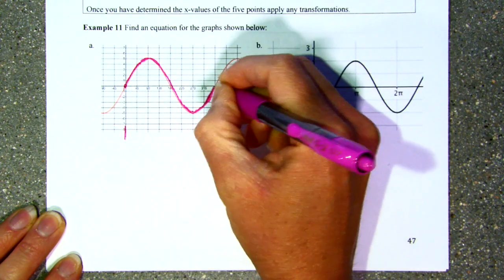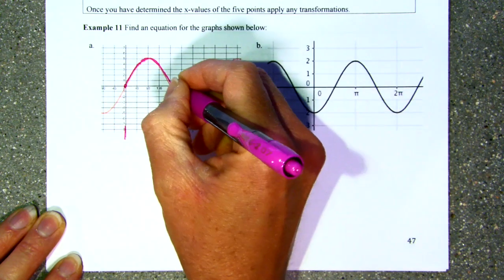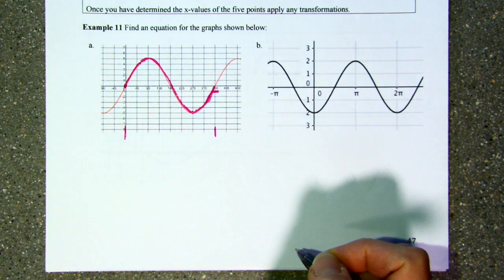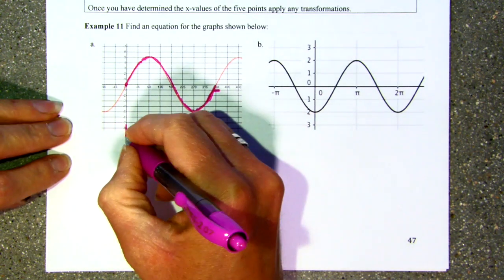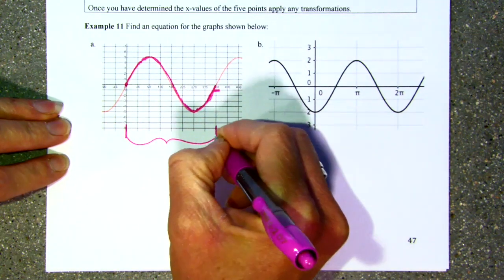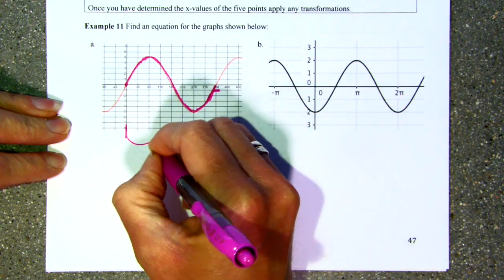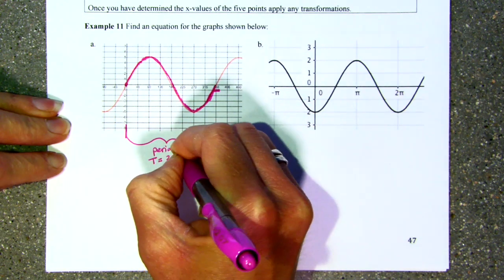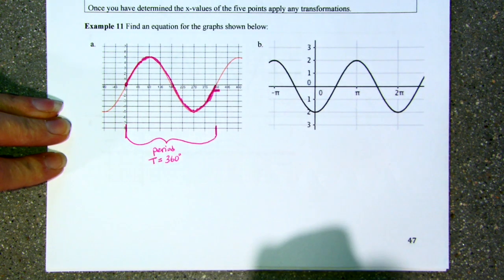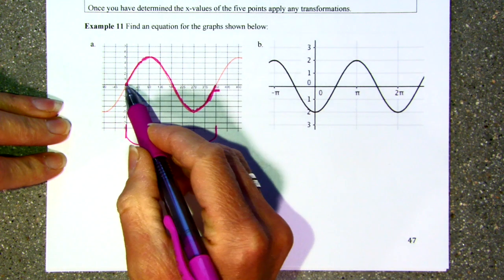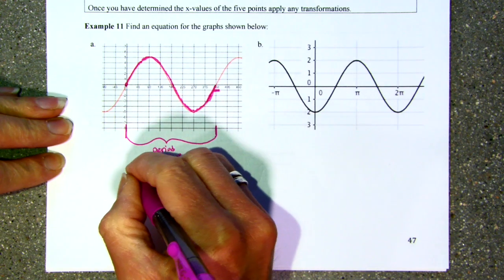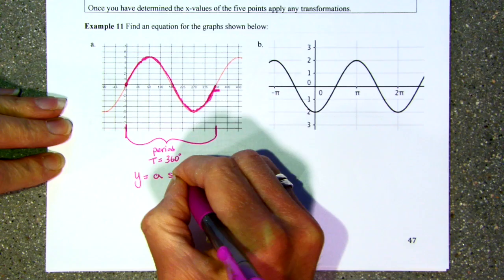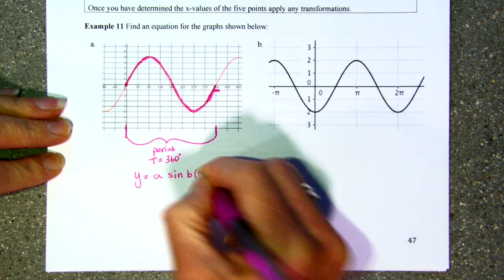I see that it goes from 0 to 360. So that's going to tell me a little bit about my period. So this distance here is one wavelength or one cycle, so that's our period. And we know that it is equal to 360 degrees. Since it starts at 0, 0, this is a sine function. So we are dealing with y is equal to a times the sine of bx.